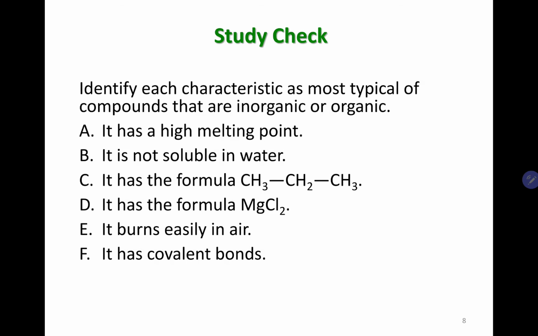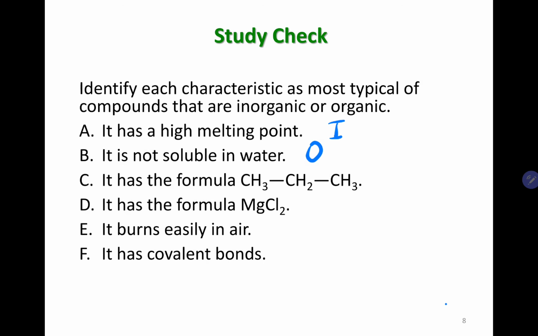Identify each of the characteristics as most typical of compounds that are inorganic or organic. A, it has a high melting point. If a compound has a high melting point, it will be what? It will be inorganic. Let's put I for inorganic. B, it is not soluble in water. Organic compounds are not soluble in water most of the time.